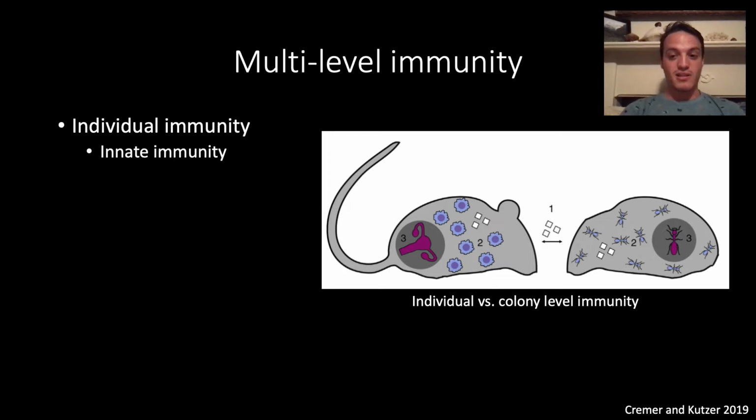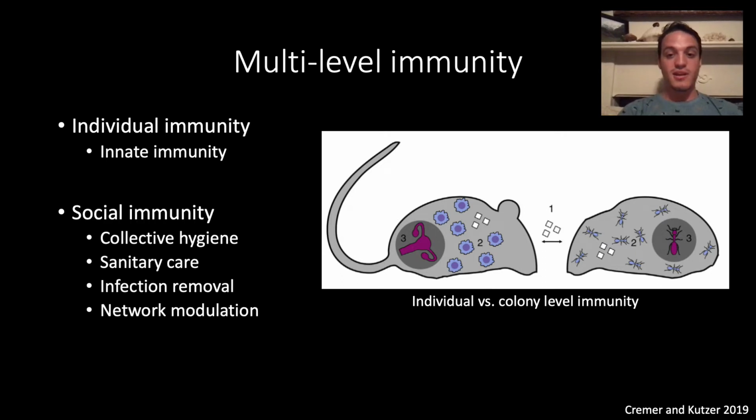Individuals within the colony, of course, also have their own innate physiological immune systems, but they use social behaviors as a second layer of protection. This is known as social immunity, and there are several layers of social immune protection that include collective hygiene, sanitation, infection removal, and social network modulation. At this point in the pandemic, this concept is probably pretty straightforward for everyone, as we've all been performing these behaviors for over a year, such as mask wearing and social distancing. For the ants in our study, we'll be focusing on collective hygiene.